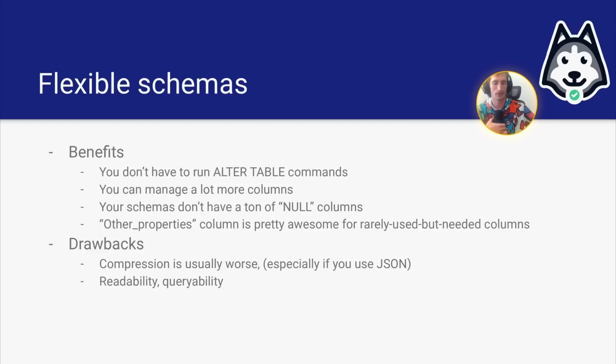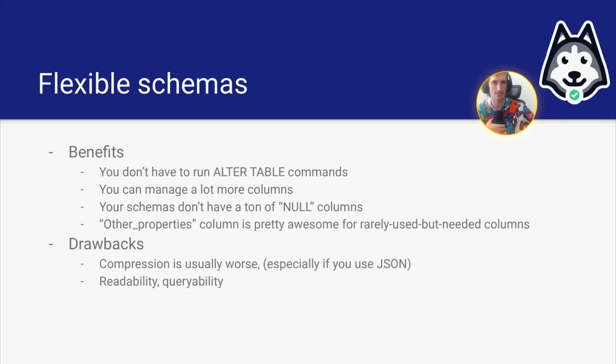Really great. Obviously, if flexible schema was all good, then we would just be using flexible schema for everything. It's not all good. A very big drawback is compression. If you throw everything into a map, maps are going to be pretty much the worst compression of all the data types. The only thing that might be worse is JSON. JSON and maps are both really terrible. They both are very huge and they don't squish down very well.